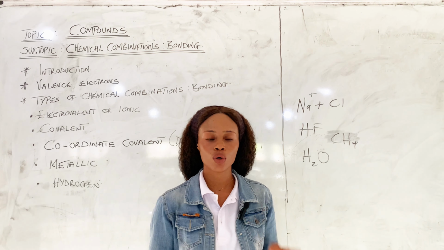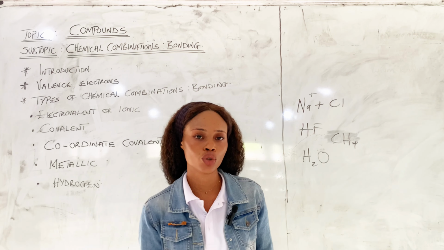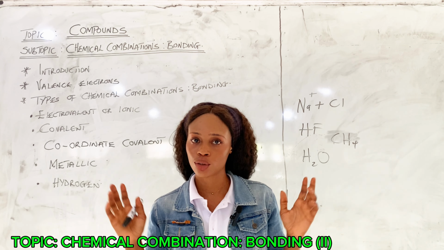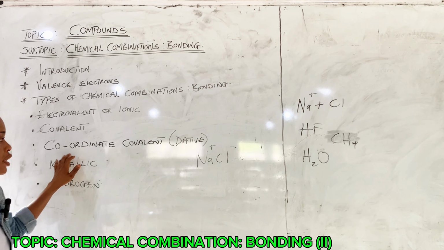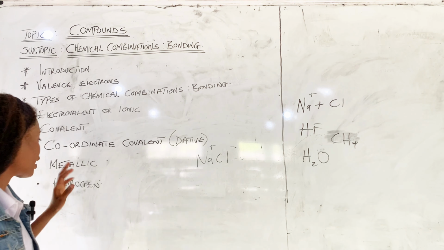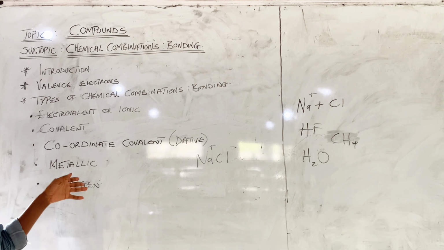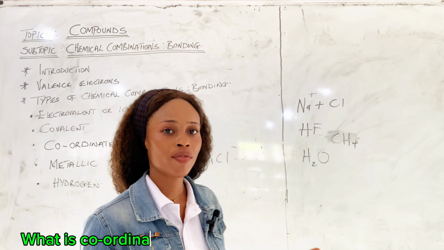So we were not able to conclude that lesson. Today is going to be a conclusion of that topic. So we're going to title this Chemical Combination Bonding Part 2. We're going to be discussing coordinate covalent bonding, metallic bonding, and hydrogen bonding. First things first, we're going to be talking about coordinate covalent bonding. So what is coordinate covalent bonding?